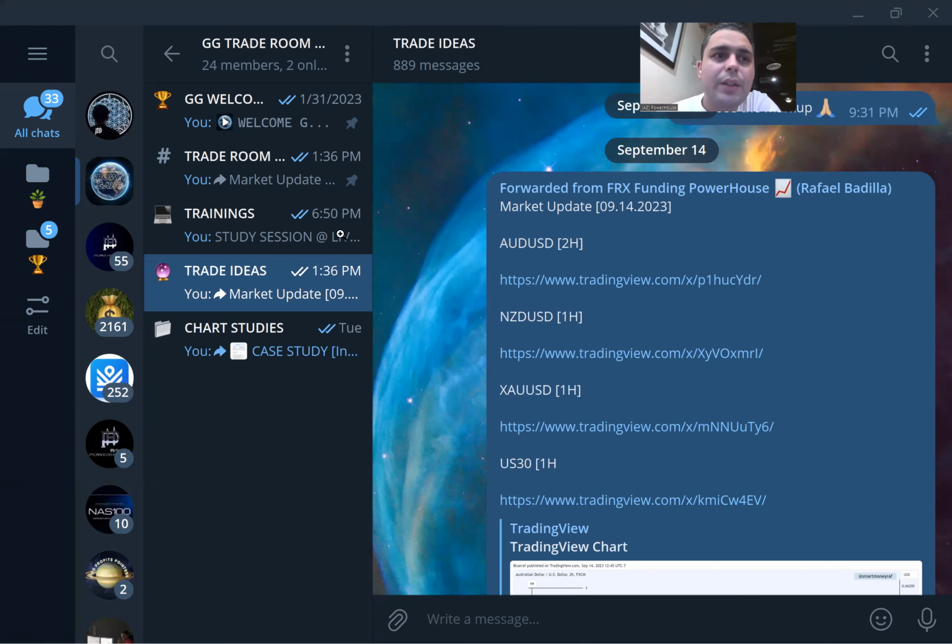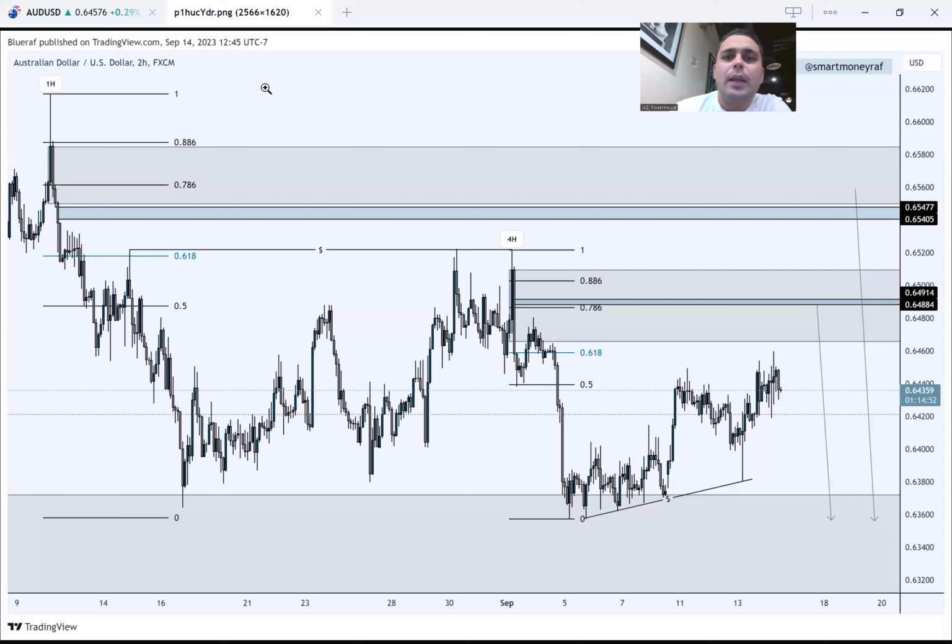this is what I sent out here. I basically found these setups on the 1 hour. This is a 2 hour candle just so I could fit everything inside the screen. But I'm basically looking at two areas: a sell area up here and then another sell area up here. This candle is going to be a 4 hour valid structure, and this candle is a valid 1 hour structure.